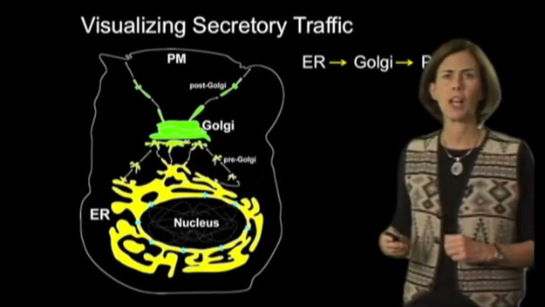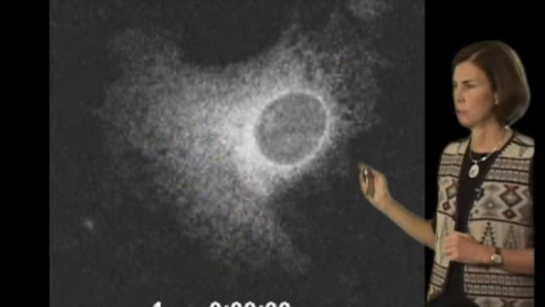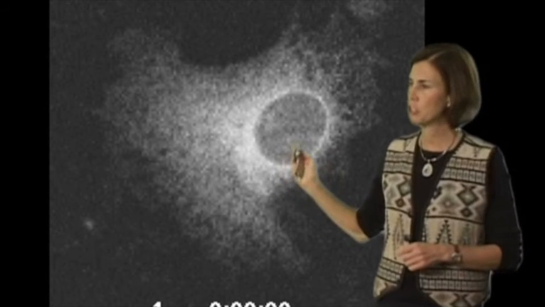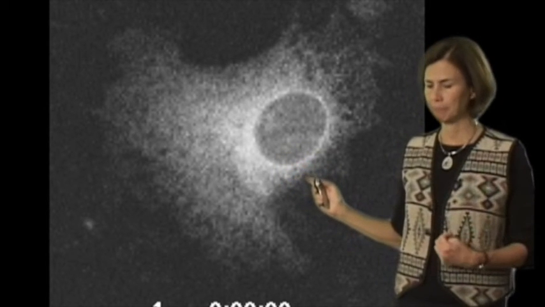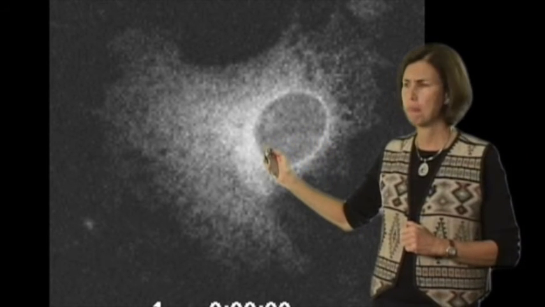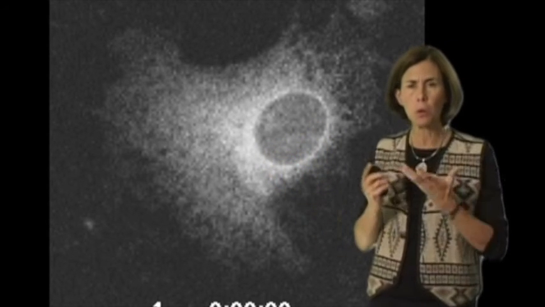Now, if we visualize how molecules traffic through this system, one has the ability to define the steps of this pathway. And in the movie that I'm going to be showing you, what we're going to be looking at is one type of protein, one of many proteins that move through this secretory pathway. We've tagged this protein with GFP in order to be able to visualize it in this cell. The protein has a characteristic of misfolding and being retained in the ER at a restrictive temperature of 40 degrees.